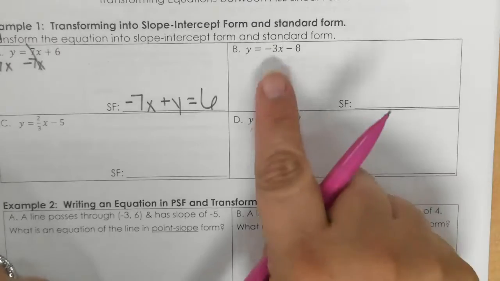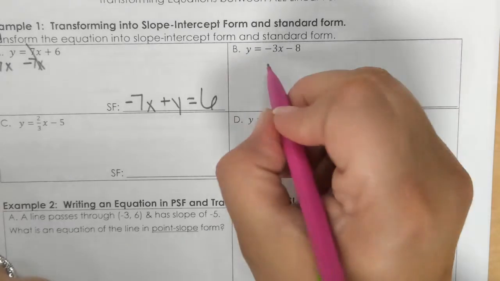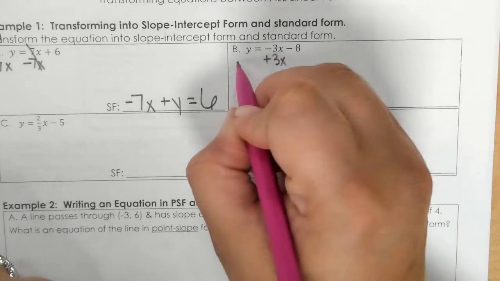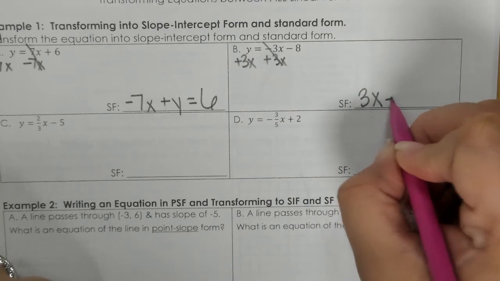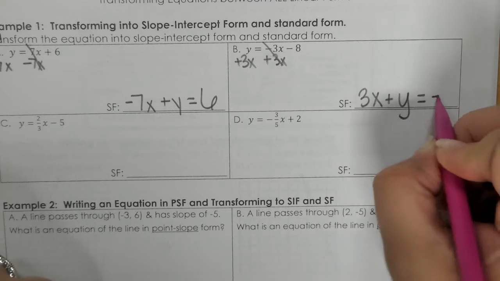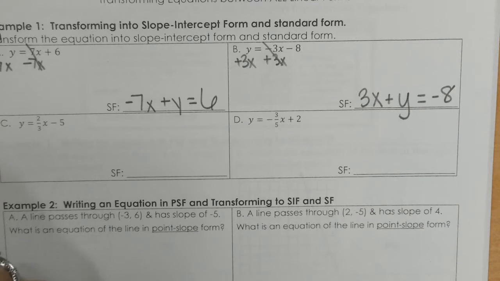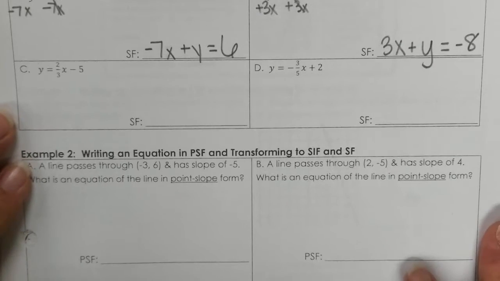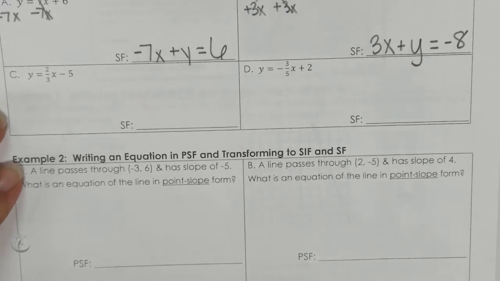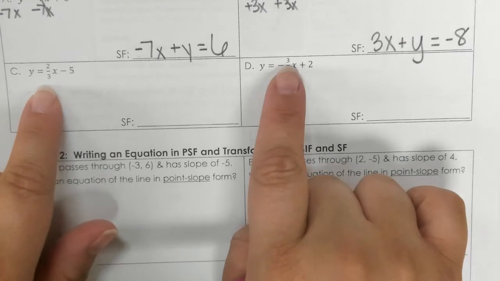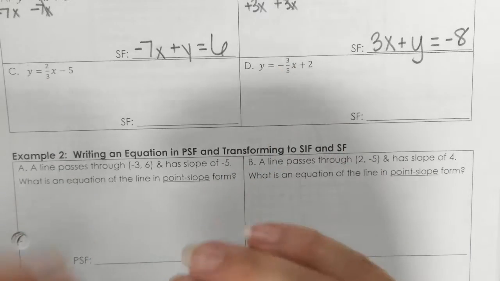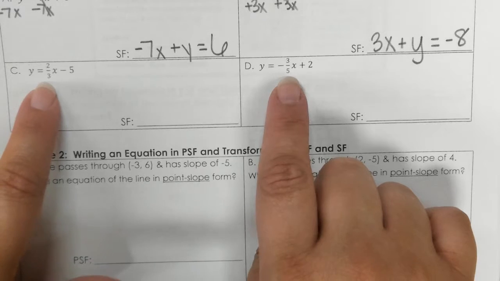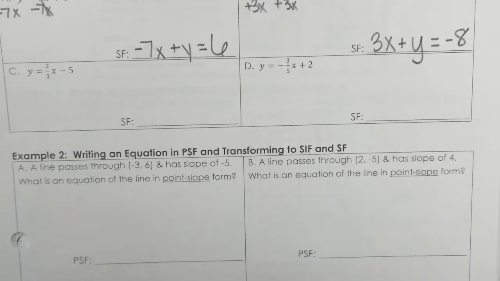So for part B, we're going to bring that x over. We're going to add it because we want to do the opposite. So we have a positive 3x plus y equals negative 8. Alright, and then in letter C and D, as you notice, they have fractions, and we are not allowed to have a fraction on the other side in standard form. We have to have integers, and those are not integers, those are fractions. Okay, so the first thing we need to do is something called clear the fraction.